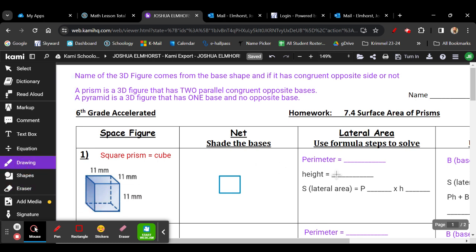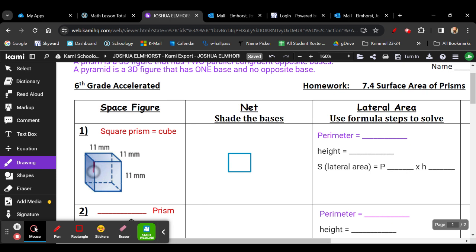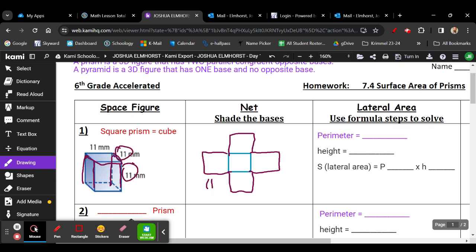So in order to make the net, think of a shipping box. If we cut all the vertices and then fold it down and lay it flat, we're going to have all the sides folded down, and then we just label the dimensions 11 by 11 by 11 since it's a cube. So we identify the perimeter of the base, and that's 11, 11, 11, 11. So you got 11 times 4, and then the height.